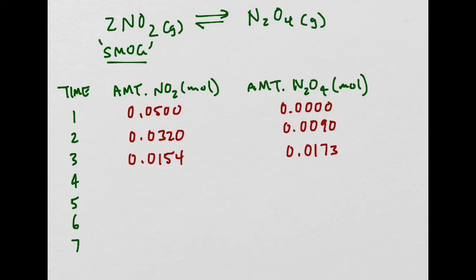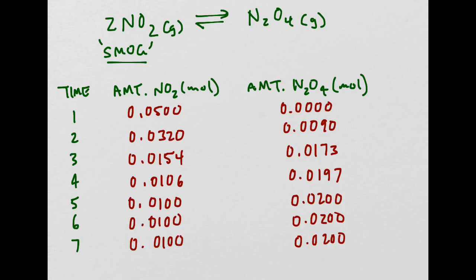And you can see that this trend continues. Notably, the amount of N2O4 has now exceeded the amount of NO2. But then you can see in time periods 5, 6, and 7, we don't have any change. So you can tell that somewhere between 4 and 5, we reached a point of equilibrium where the amounts don't change. Now notice that the amounts are different. So equilibrium doesn't mean that they're equal to each other. It means they've reached some sort of balance.